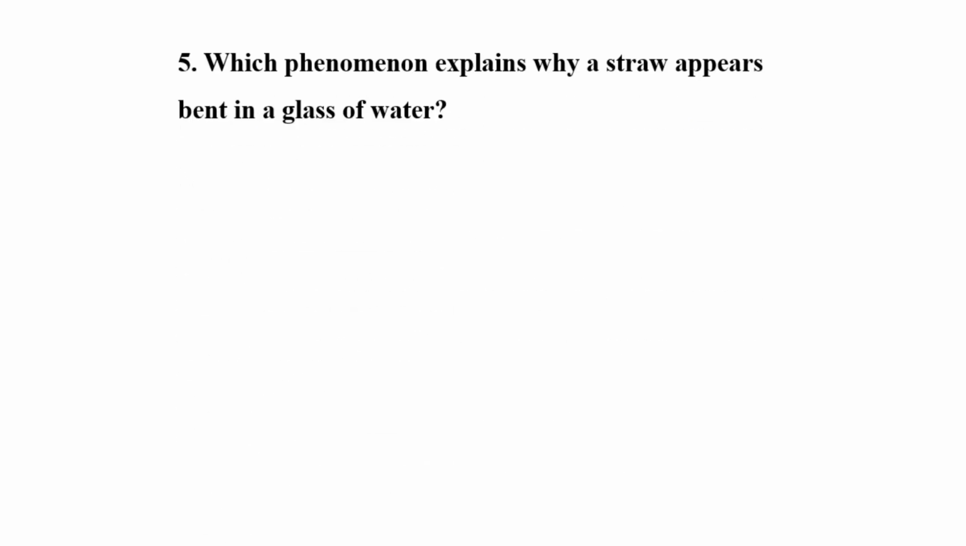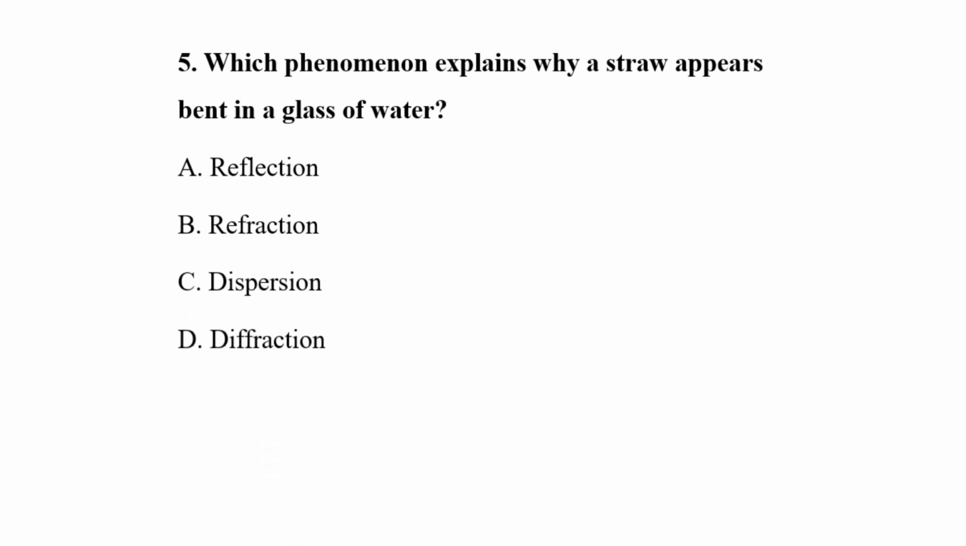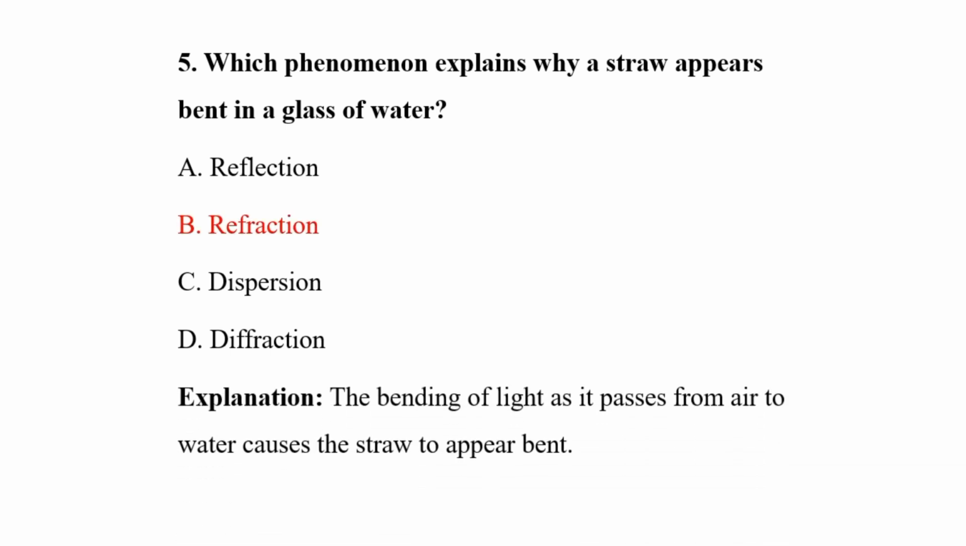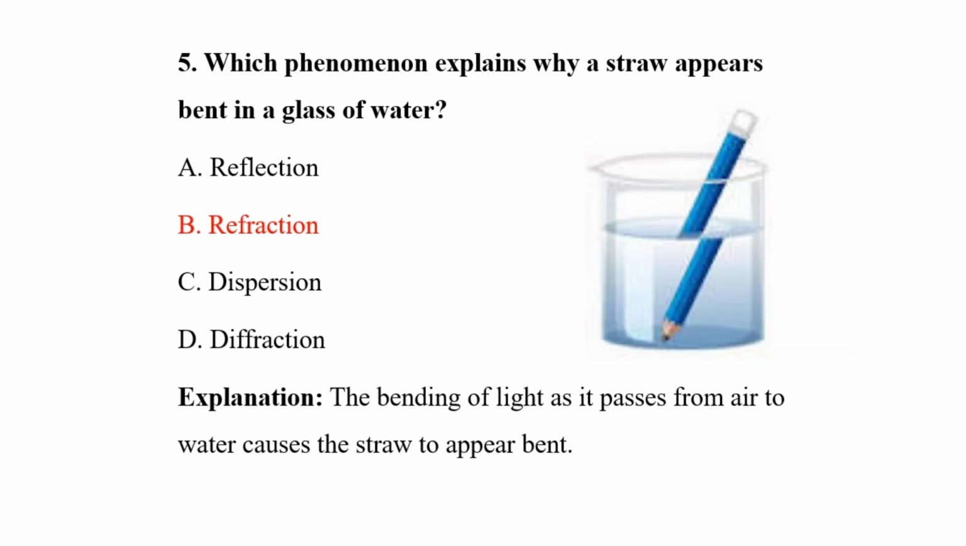Question number 5. Which phenomenon explains why a straw appears bent in a glass of water? A. Reflection. B. Refraction. C. Dispersion. D. Diffraction. The answer is refraction. The bending of light as it passes from air to water causes the straw to appear bent.